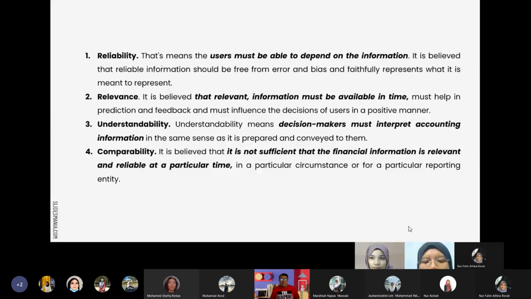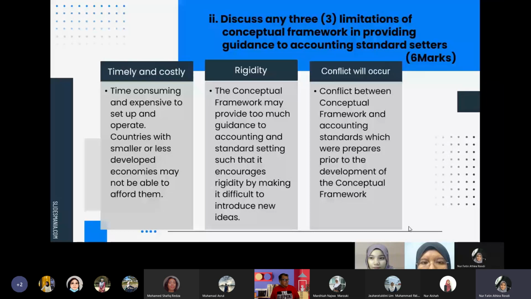Next, Adira. Okay. Last question from a past year paper, UiTM, is please discuss any three limitations of the conceptual framework in providing guidelines to accounting standard setters.